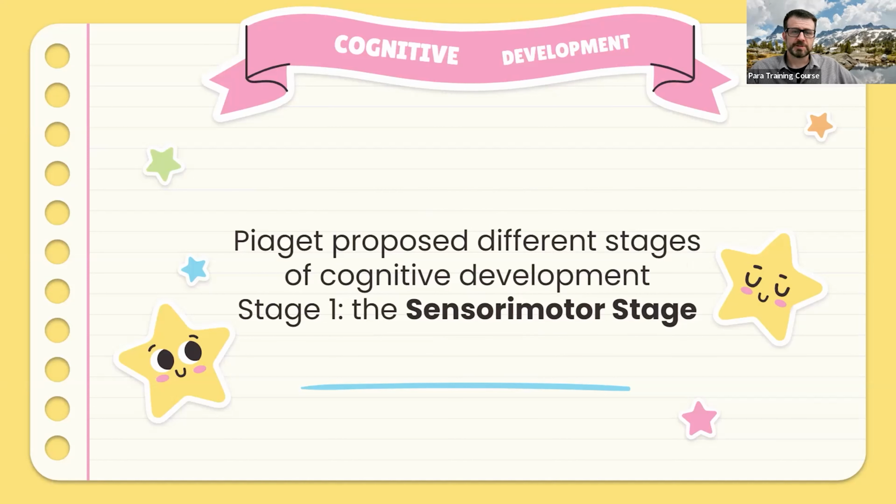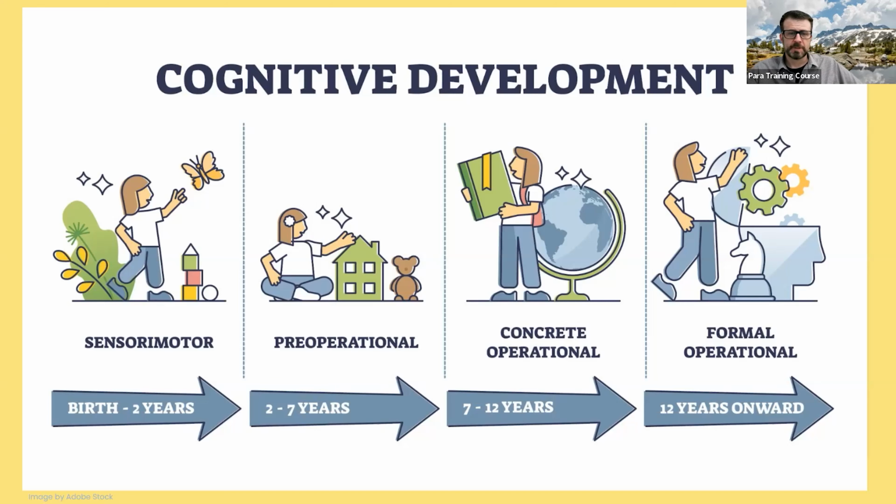Piaget proposed different stages of cognitive development. The first one is called the sensorimotor stage. We will go through all of the stages, but not in the current lecture. So broadly, there are 4 major stages of cognitive development. The sensorimotor, which goes from birth to 2 years, that's what we're concerned with at this time. The pre-operational, 2 to 7 years, concrete operational, 7 to 12 years, and the formal operational, 12 years and onward. We're going to drill down on each of these and expand on them in the near future.